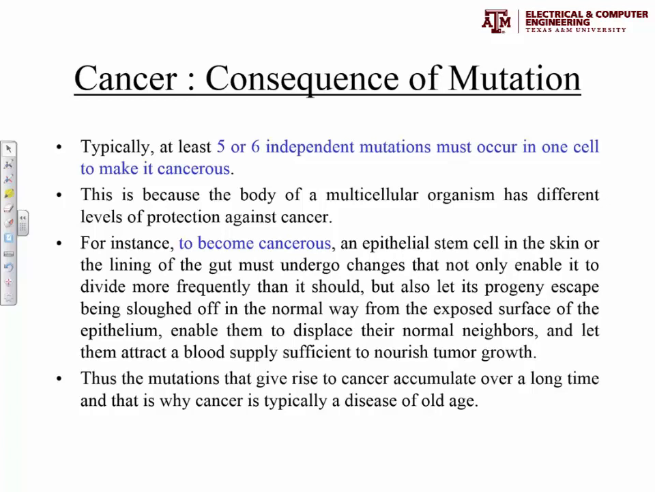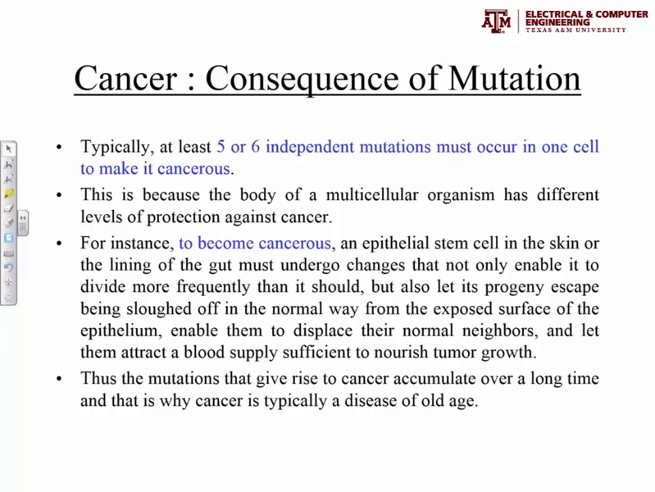In 10 days, it's gone, right? So it needs to do something more than that in order to develop full-blown cancer. Then they also have to be able to displace their normal neighbors. And they also have to attract a blood supply sufficient to nourish tumor growth, because for a tumor to grow, it is going to need nutrients. So it has to develop that. That's why they talk about the generation of new blood vessels in cancer, which they call angiogenesis, okay? Because the tumor is going to give birth to a blood vessel so that it can draw nutrients to it.